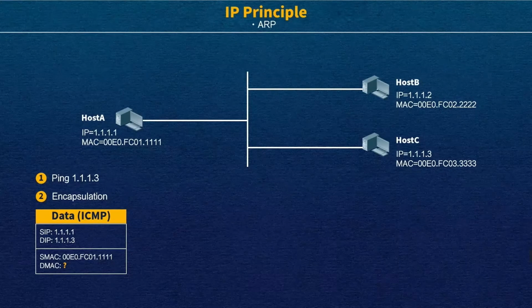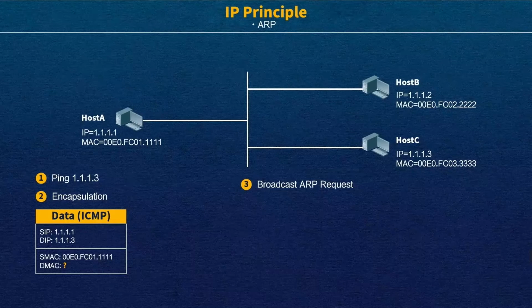Why does host A know the destination IP address? Because we use the command ping 1.1.1.3. But we don't have any way to get the destination MAC address. If you don't know this information, we cannot encapsulate successfully. So we need some tool to get the destination MAC address. And this tool is called ARP.